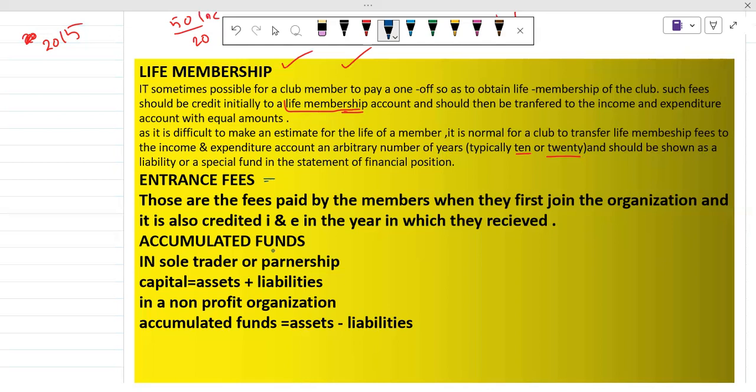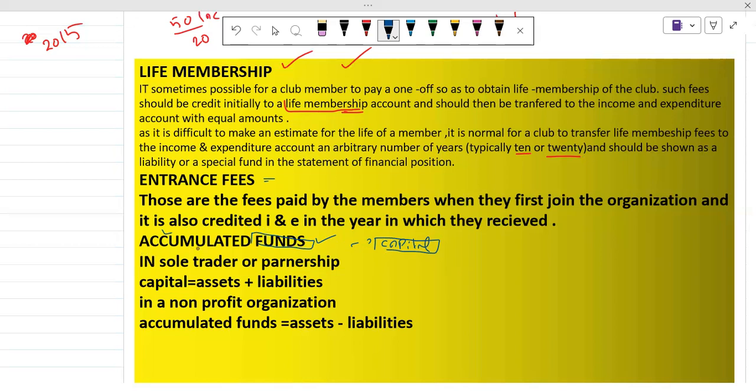Okay, so after that, we are going to discuss the accumulated fund. It is very common that the examiner will ask you how to calculate the accumulated funds. So basically, what is that? Accumulated fund is similar to capital. We know that in a profit-making organization we use the terminology of capital, because this is the invested money from the sole trader or from the partners. But accumulated funds are basically funds received by a business or any financial institution.